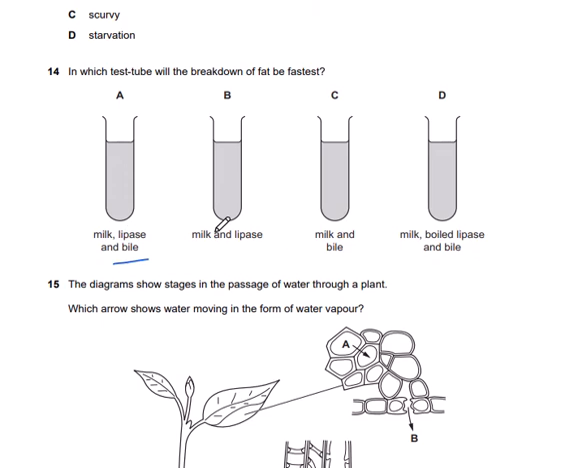If you're reacting something, and you keep in a reagent that breaks it down to smaller pieces, it increases its surface area. That makes the lipase in this case react more, having more contact with the surface area. So that increases the digestion. So that makes it A. And boiled lipase means it's denatured.